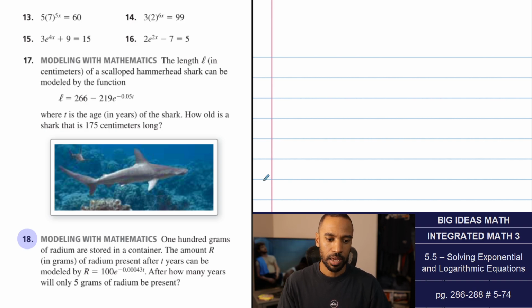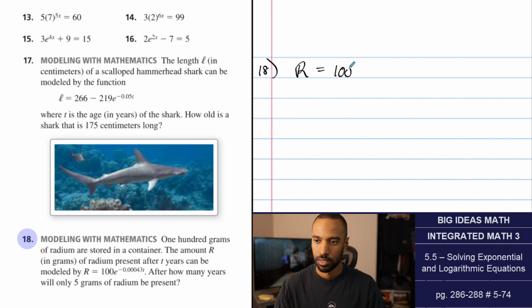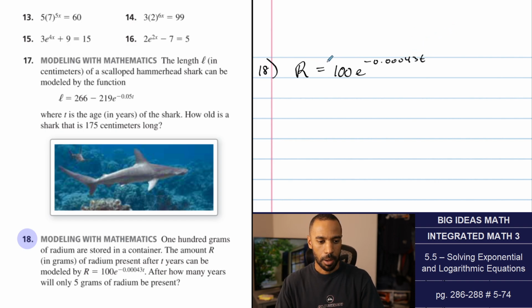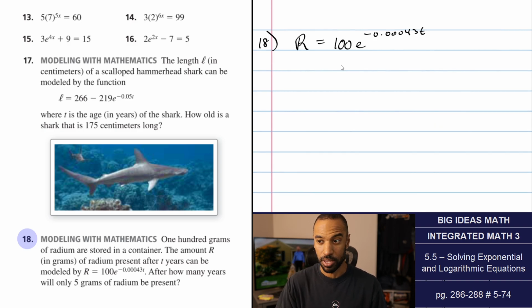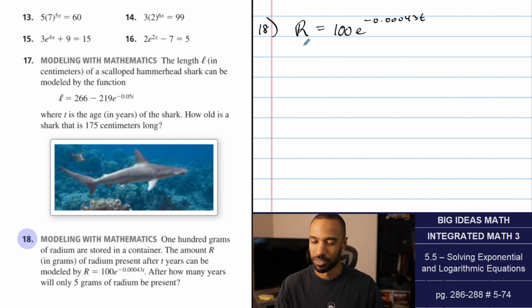100 grams of radium are stored in a container. Oh, that radium. The amount R in grams of radium present after t years can be modeled by this. It's basically radioactive decay. There are other problems that we do that talk about half-life stuff. This might be the equivalent of doing a half-life version of this. After how many years will only 5 grams of radium be present? It's going to be a lot of years, guys. It's probably going to be in the thousands, tens of thousands. This is very little reduction here.